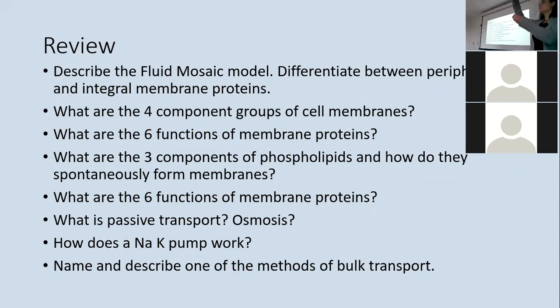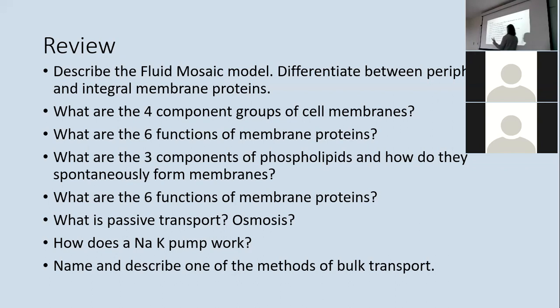Peripheral anchors. Yeah, the peripheral ones are the ones that use those anchors, because where are they actually located? In or on? Yeah, right. They tend to have those lipid anchors that hold them on, and then they're actually out on the periphery of the membrane, kind of on the surface, versus integral membrane proteins, which are embedded in the membrane.